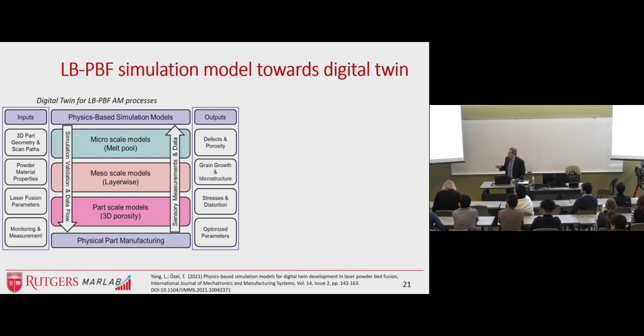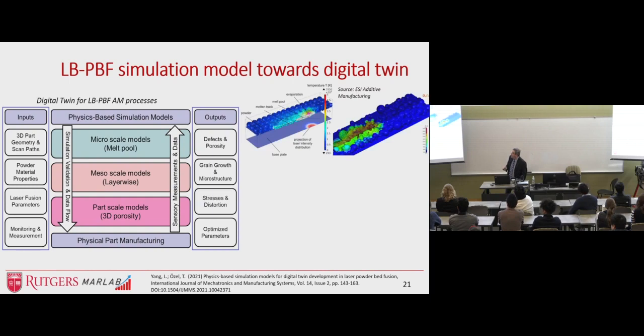So we have physics-based simulation models, we have physical part manufacturing, and we have inputs and outputs, and then we have multi-scale models: melt pool, mesoscale models, layer-wise, part-scale models, 3D porosity type models. What we want is to predict the outputs, defects, grain growth, microstructure, stresses and distortion, and optimize process parameters. Here are some examples of those simulation models.